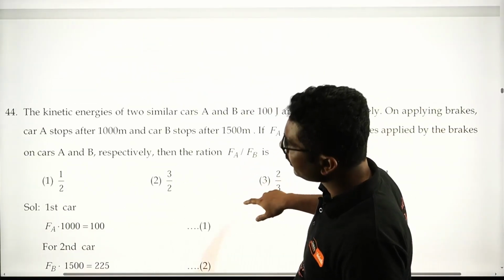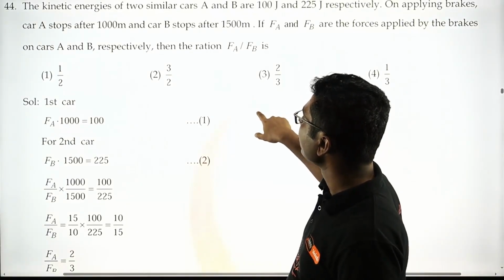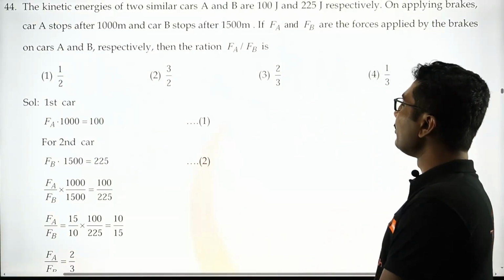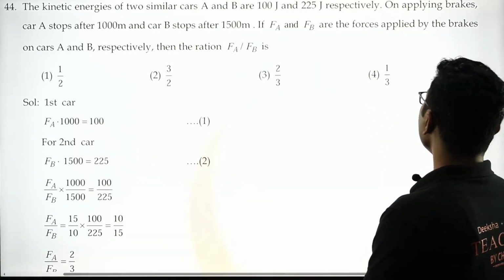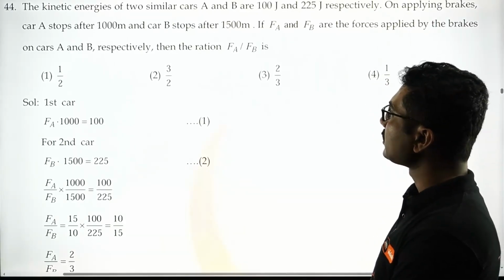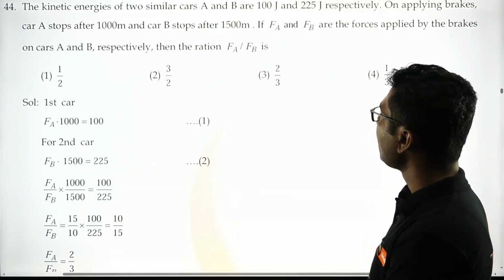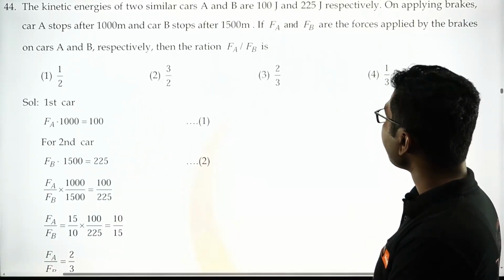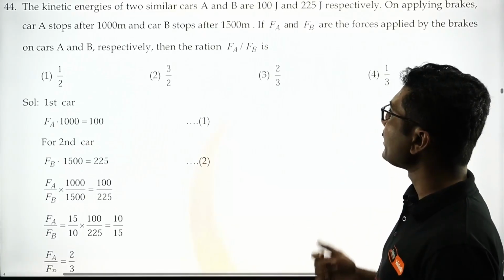Next question, 44, second last question. The kinetic energies of two similar cars A and B are 100 joules and 225 joules respectively. On applying brakes, car A stops after 1000 meter and car B stops after 1500 meter. If FA and FB are the forces applied by the brakes on cars A and B respectively, the ratio is?